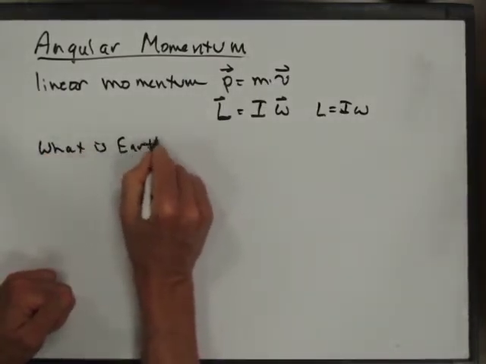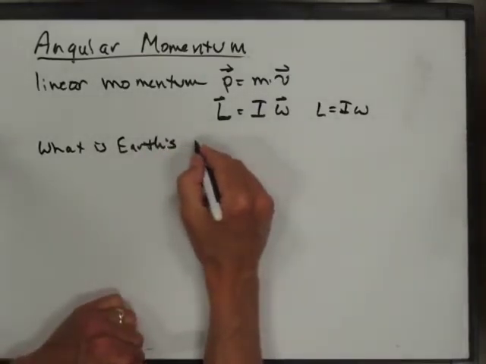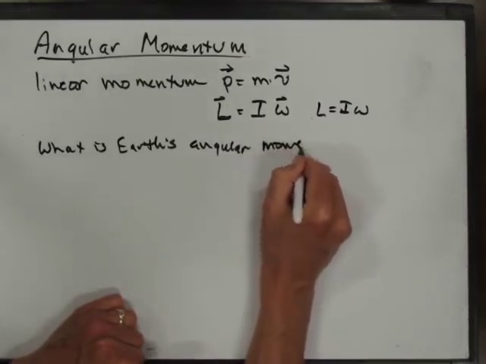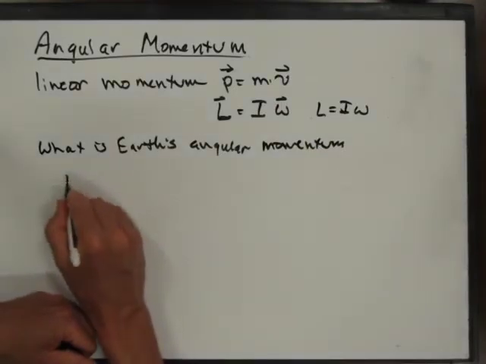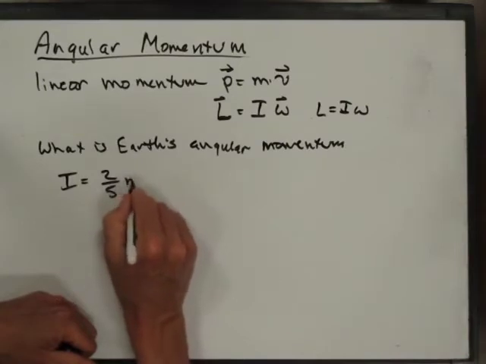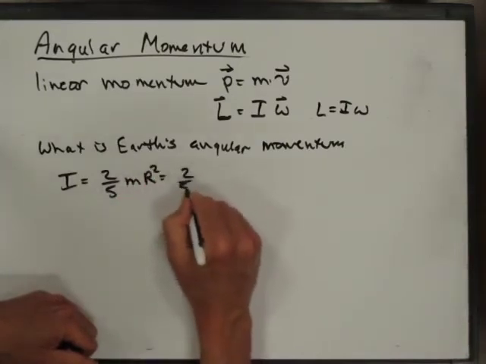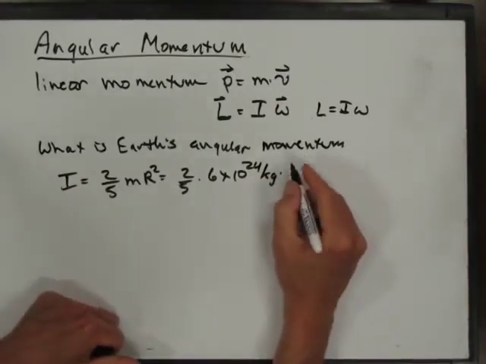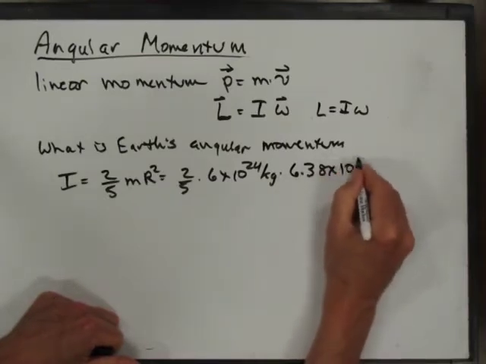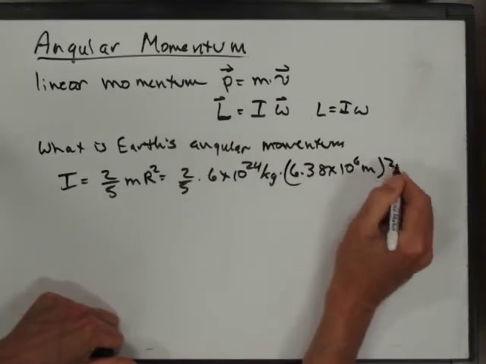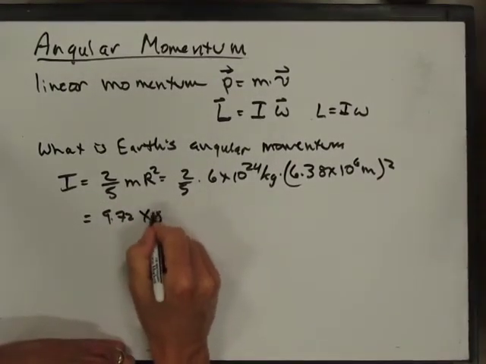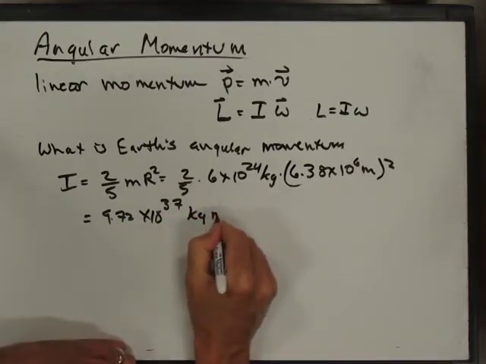And so, for example, we could say, what is Earth's angular momentum? If we assume the Earth is a solid sphere, then its rotational inertia is just 2/5 m r squared, which is 2/5 times 6 times 10 to the 24th kilograms, because that's the mass of the Earth, times 6.38 times 10 to the 6th meters squared, which gives us 9.72 times 10 to the 37th kilogram meter squared.